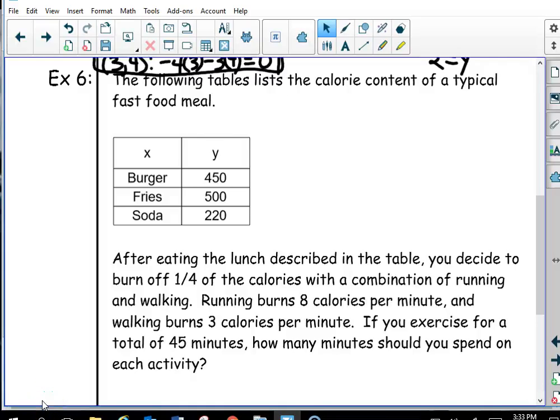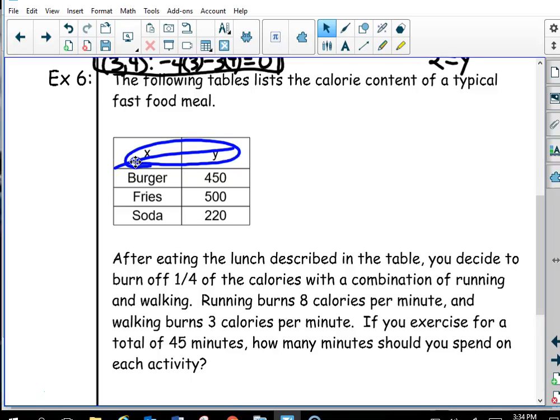Okay, this is a model of the last problem on the quiz, which I thought was kind of interesting, but also not real clear what the purpose is. So they give us a table that lists the calorie content of a typical fast food meal, and this is exactly the way it's shown. I don't understand why this table has a label of XY. It doesn't make sense in the problem, and I found that confusing and a distraction.